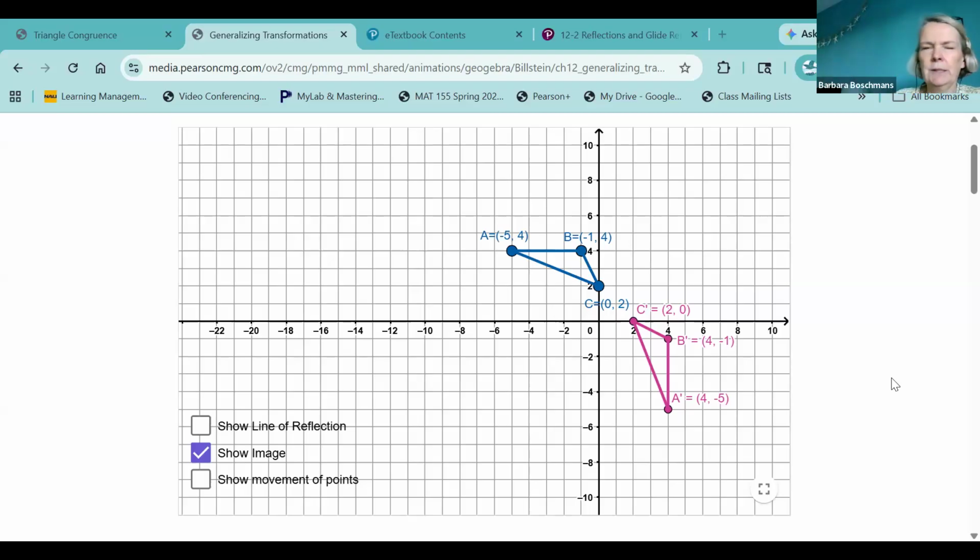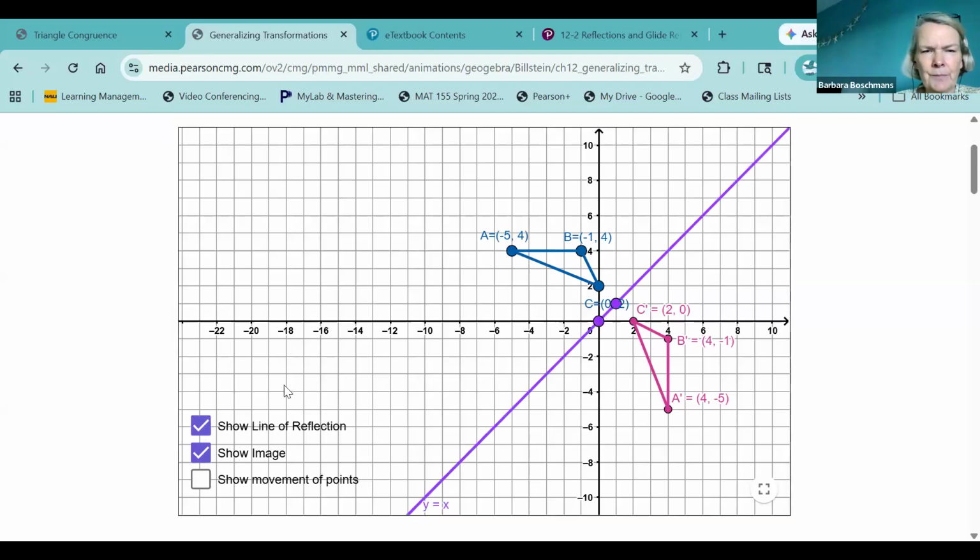So we're going to show the line of reflection. This is equal to y equals x. We can show the movement of the points. This is where your points go on each side of the line of reflection. Now we're going to head back to our notes and see what that will look like.